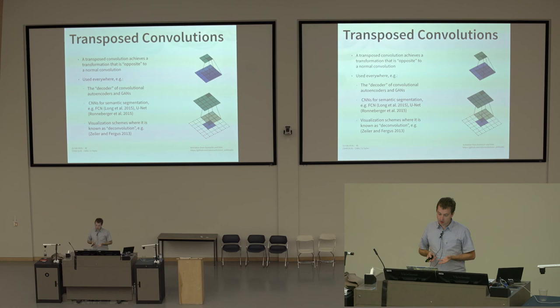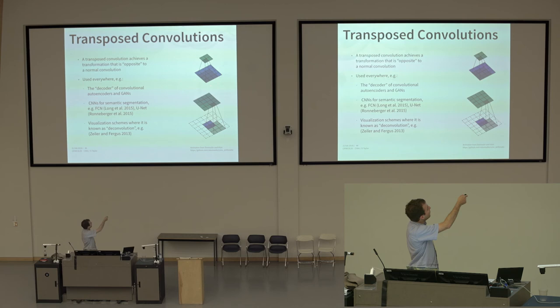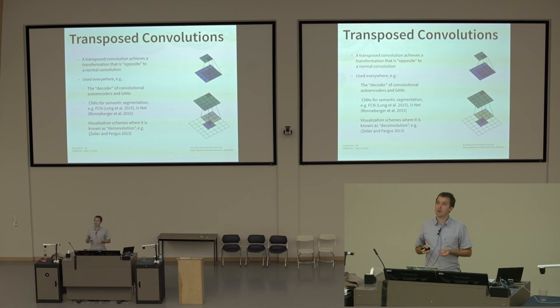So this achieves a transformation that's kind of opposite in direction to the normal convolution. We can start with this classic example of a 4x4 input and a 2x2 output. The transpose of this would go from something that's 2x2 to 4x4. Okay, so we can see below the transpose convolution being implemented by a direct convolution with padding.